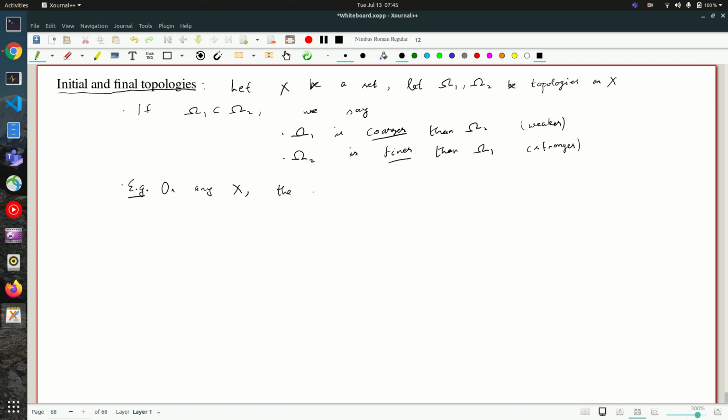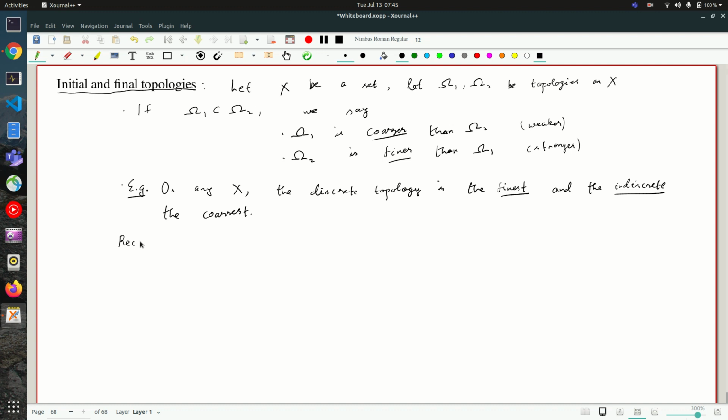the discrete topology contains as many open sets as you can. So the discrete topology is the finest. And of course you will guess, the indiscrete topology is the coarsest. And this is useful to note, but by itself this is not so interesting. What is more interesting is when we constrain the topology. So here is an example.